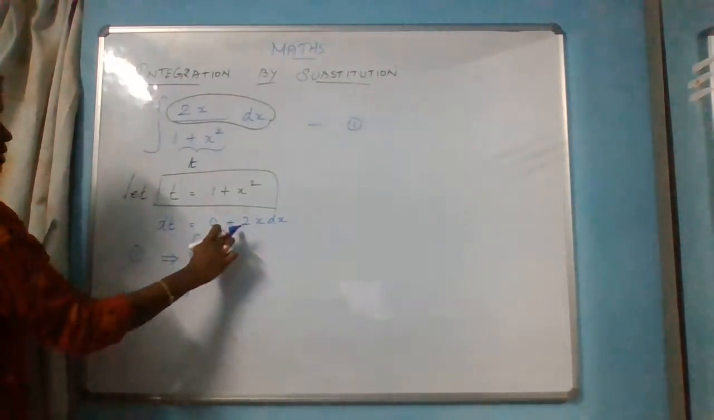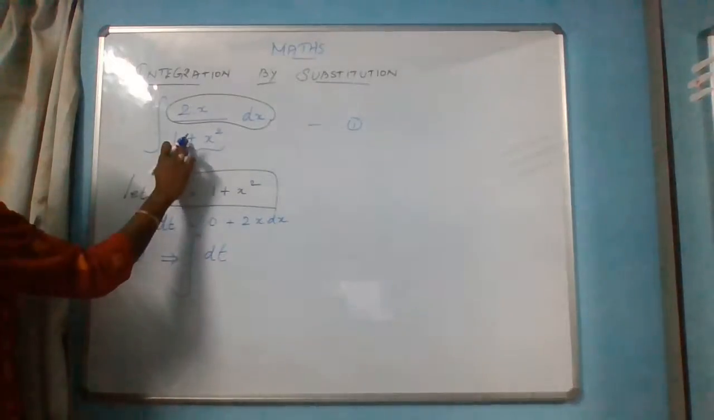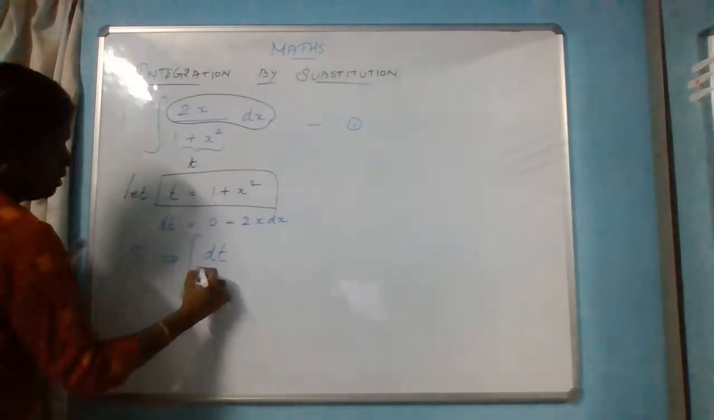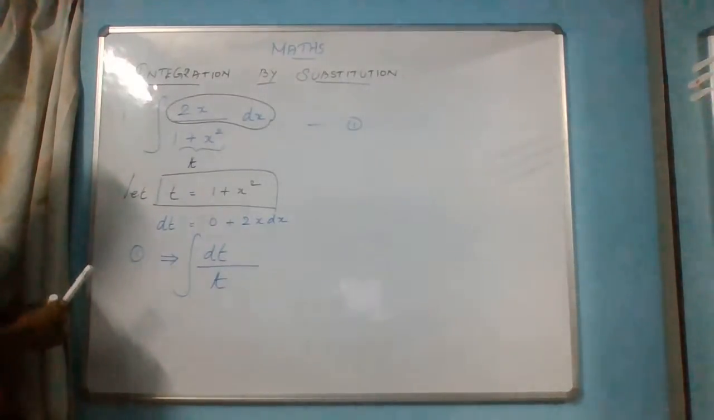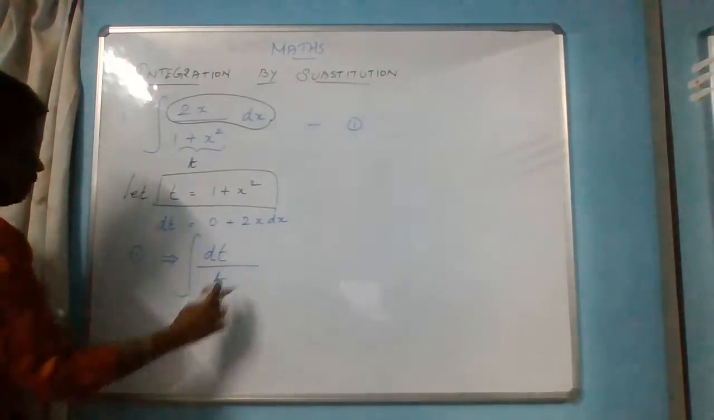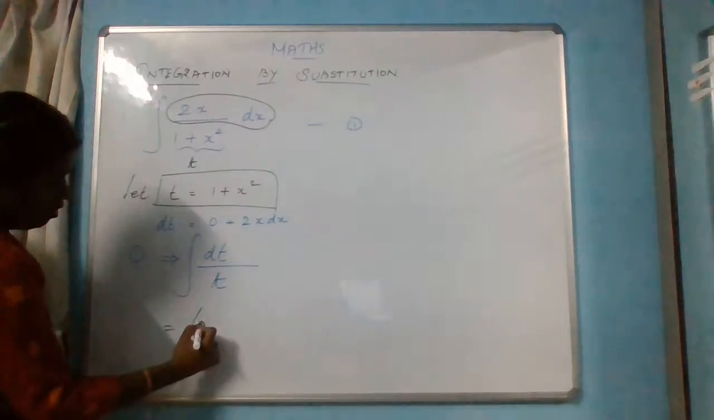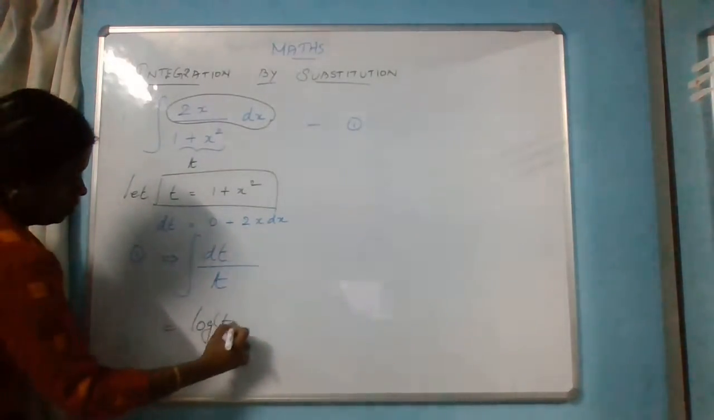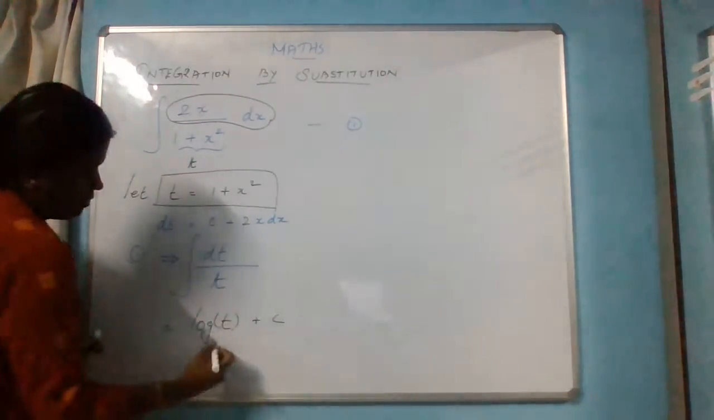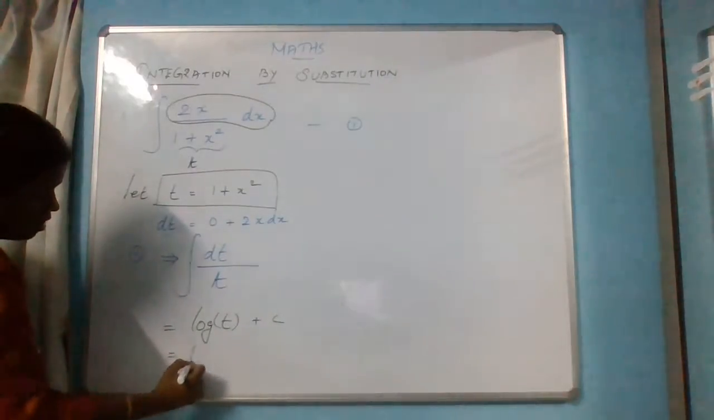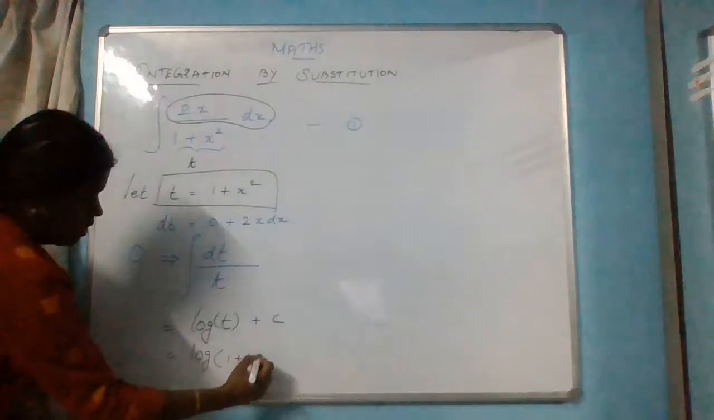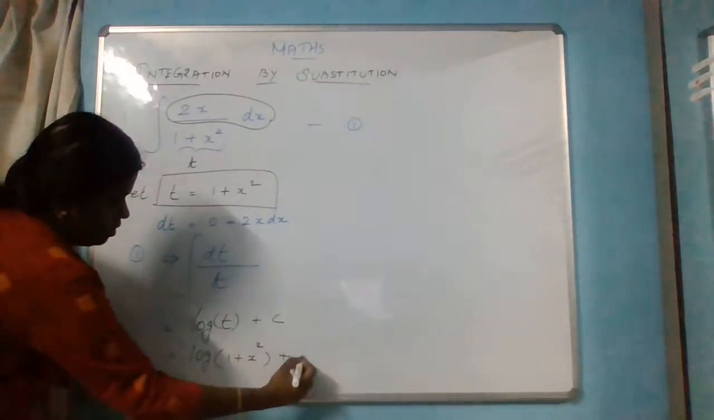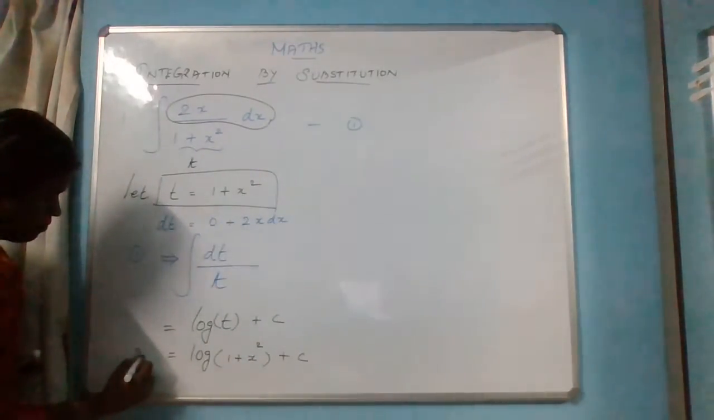2x dx is dt. So dt, and what I have taken as 1 plus x squared, I have taken it as t. So integral dt by t is nothing but what? Log t. Integral dt by t is nothing but log t plus c. And what is this t I have assumed? It is 1 plus x squared. So log of 1 plus x squared plus c. So this is your answer.